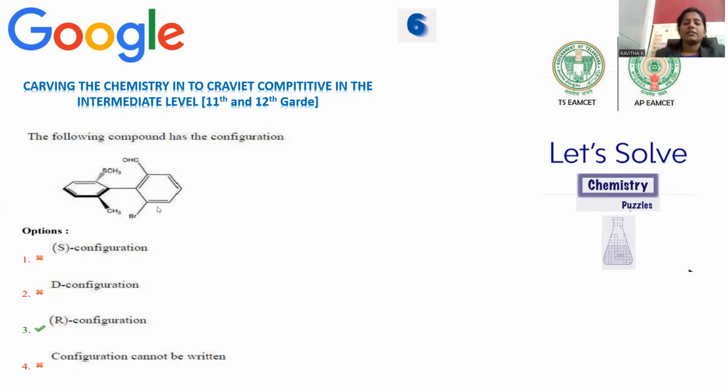And it is a typical example. You can notice a biphenyl system where you can find SCH3, called thioether, methyl, aldehyde, bromo. These many functional groups are present. If you observe, one of the benzene rings is on the plane. This darkened part indicates what?